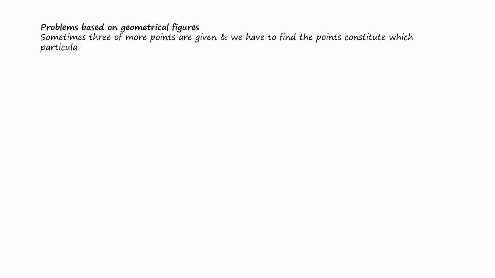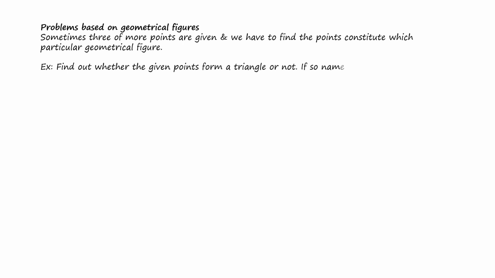Problems based on geometrical figures. Sometimes three or more points are given and we have to find which particular geometrical figure the points constitute. Let's see the example. Find out whether the given points form a triangle or not. If so, name the type of triangle so formed. The points are (3, 2), (minus 2, minus 3) and (2, 3).